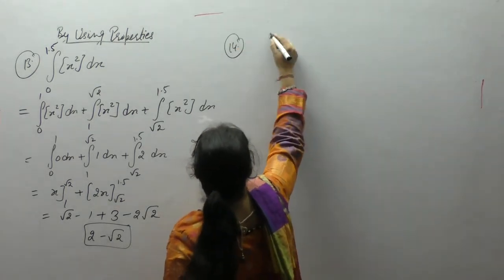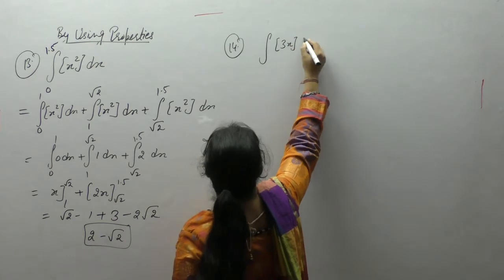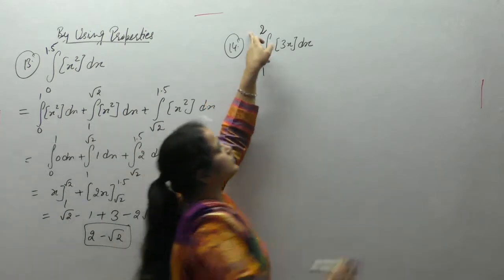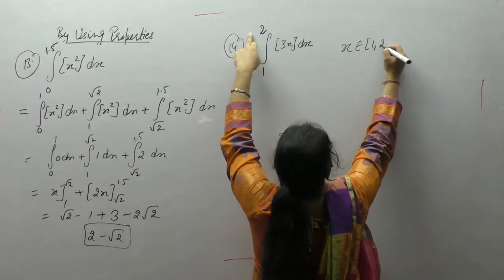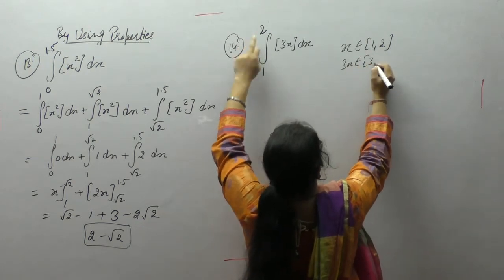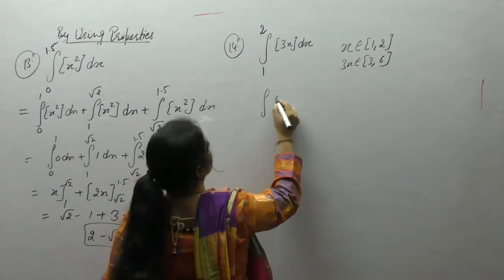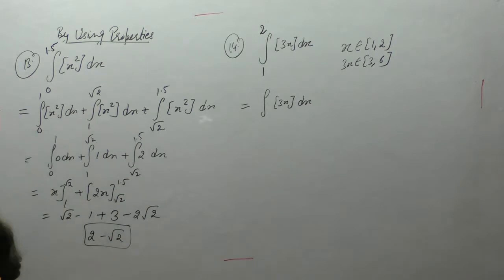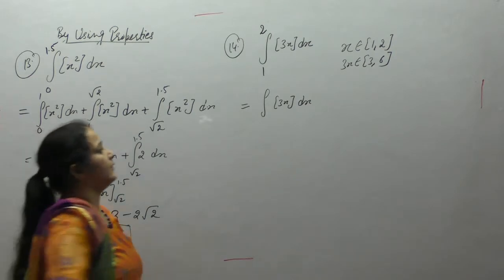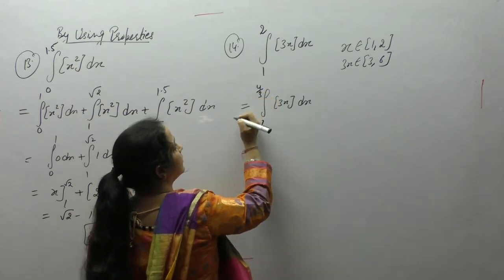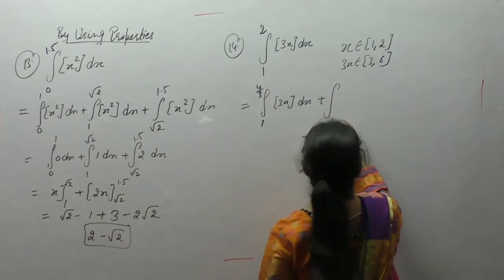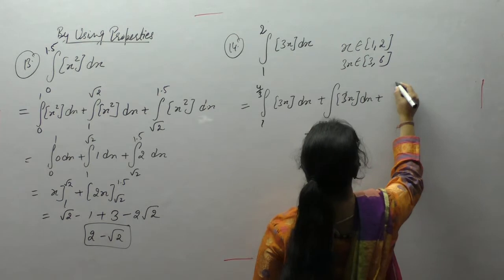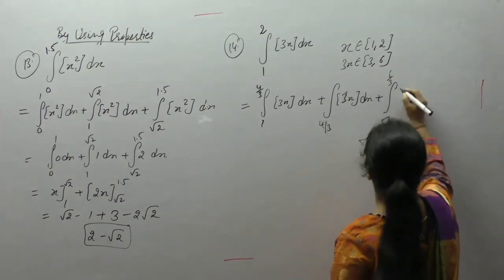Next is integral of greatest integer 3x dx. Limit goes to 1 to 2. When x belongs to 1 to 2, then 3x belongs to 3 to 6. Greatest integer 3x dx. First limit goes to 1 to 4 by 3, 5 by 3 to 6 by 3, that is 2.